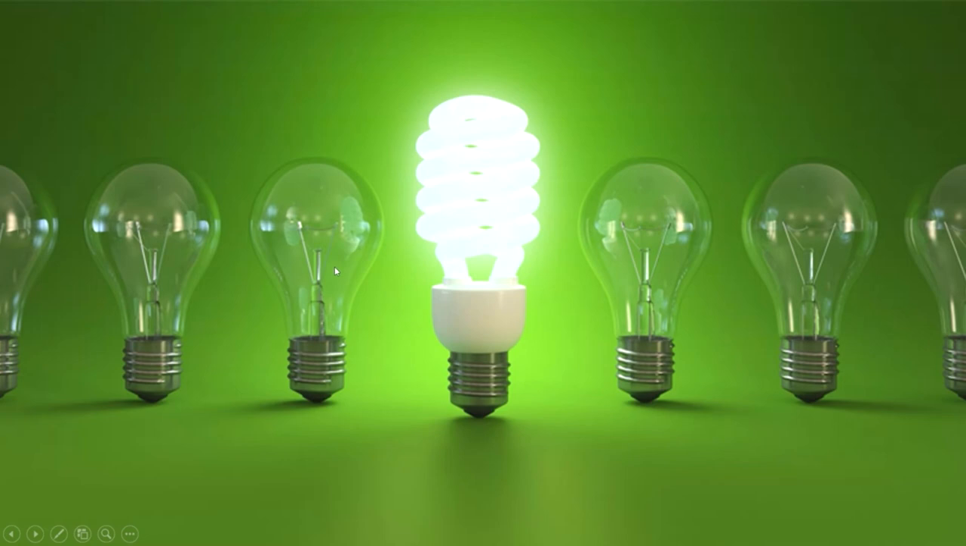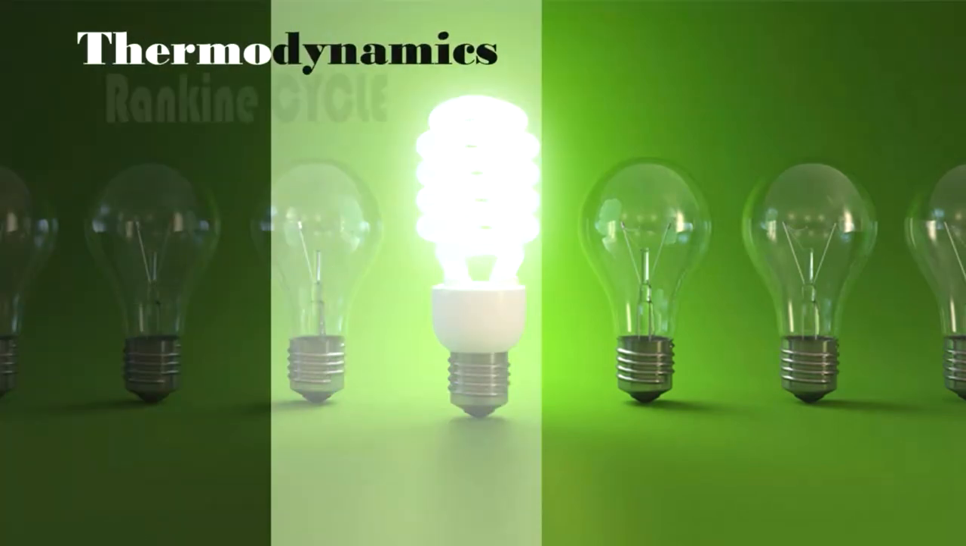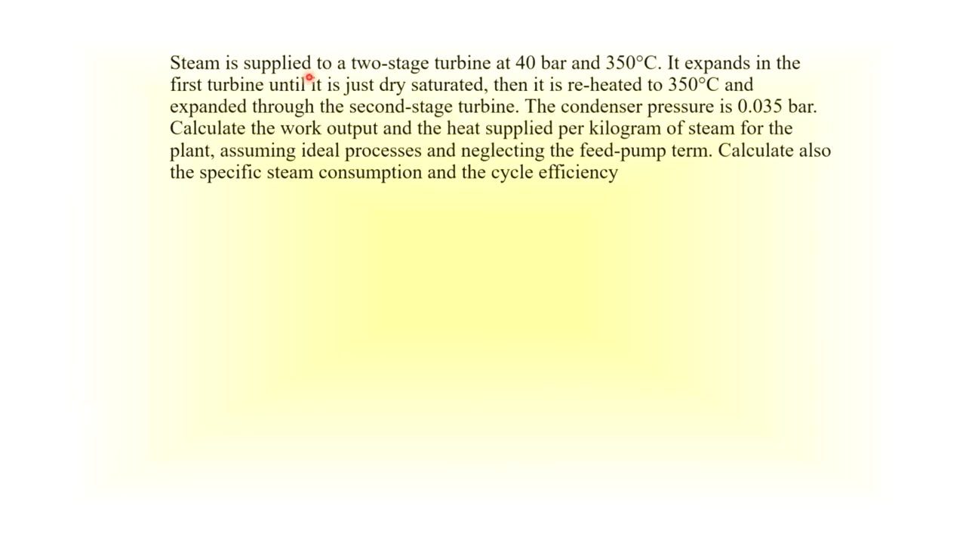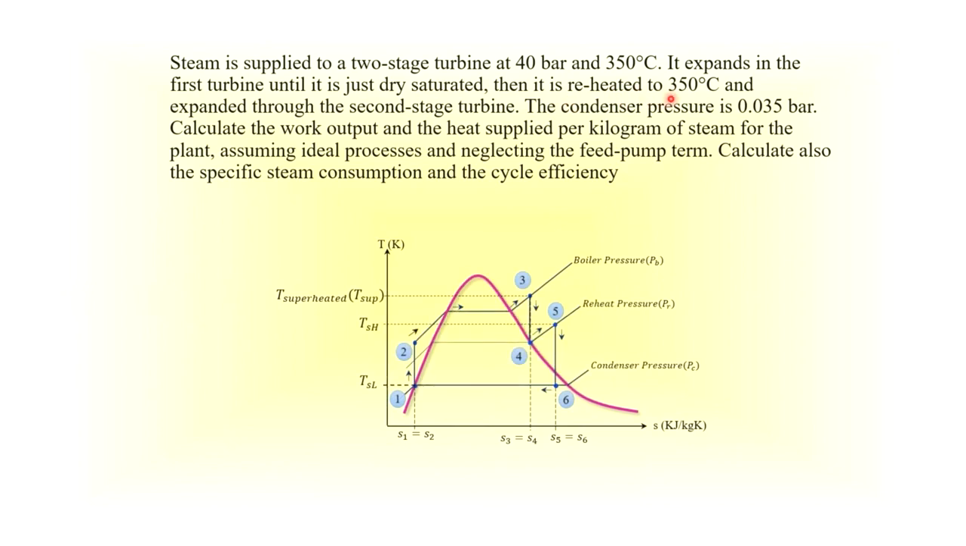This is on the reheat Rankine cycle. So we start with the question. Steam is supplied to a two-stage turbine at 40 bar and 350 degrees C, boiler pressure and superheated temperature. It expands in the first turbine, the high pressure turbine, until it is just dry saturated. Then it is reheated to 350 degrees C and expanded through the second stage turbine, the low pressure turbine.